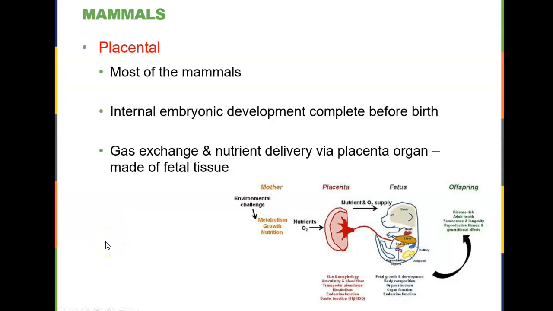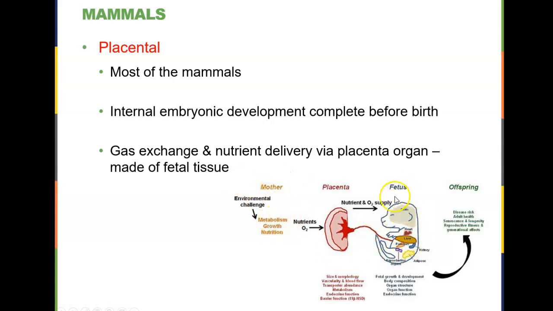And lastly, we have our largest group of mammals. These are the placental mammals. And the placental mammals are characterized, of course, by having a placenta. So what is a placenta? Well, it is an organ which is present only during pregnancy. It's made of fetal tissue, and it regulates gas exchange and nutrient delivery from the mother to the growing fetus.